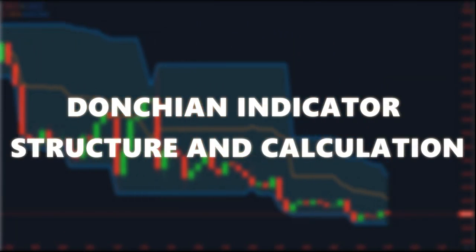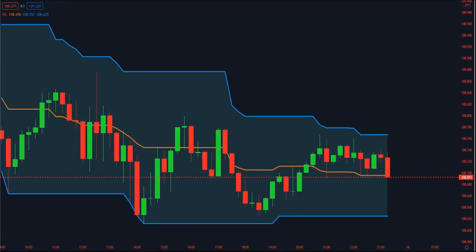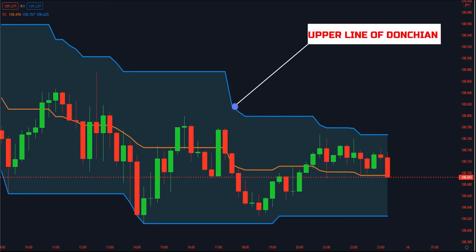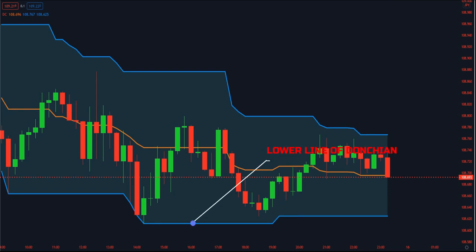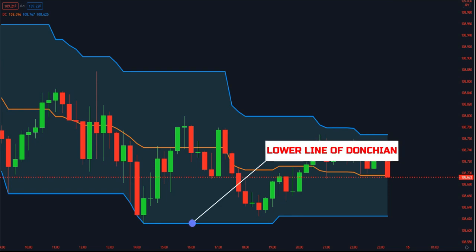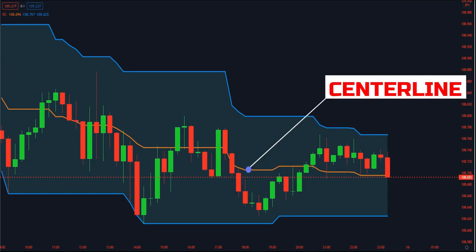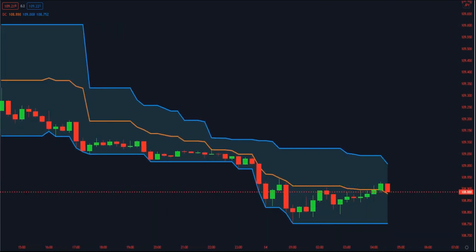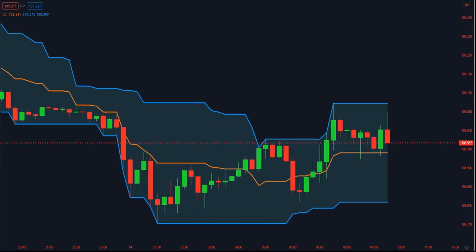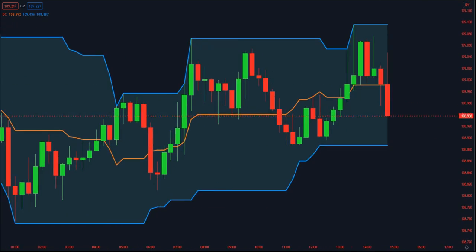Donchian indicator structure and calculation. The upper line of Donchian represents the highest price for the last certain number of bars. The lower line of Donchian represents the lowest price for the last certain number of bars. The centerline represents a certain number of period high and a certain number of period low divided by 2. The Donchian channel can help traders identify whether a price movement is likely to continue or reverse direction.